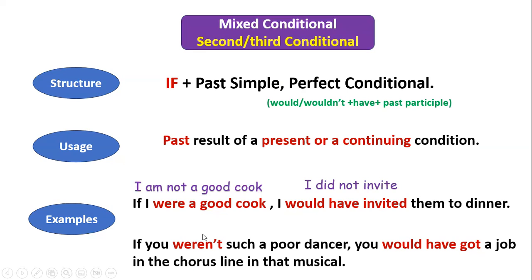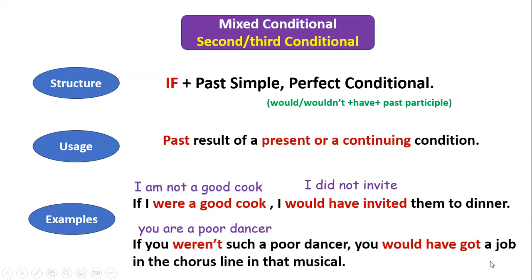The last one, if you weren't such a poor dancer, what does this mean? It means that you are a poor dancer, actually, right? So usually the real situation is the opposite of the sentence with if, okay? So here I can say you weren't, and without if, it's going to be the opposite. Actually, you are a poor dancer.